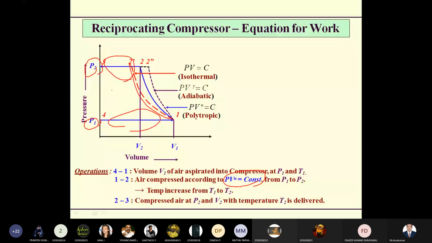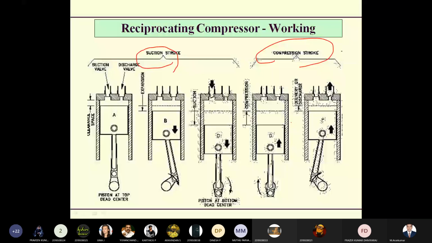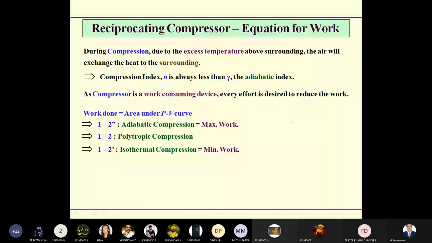So we can compare the work done on the system, right? We can calculate the area under the curve. This area under the curve is less than the area under the adiabatic curve. So we can compare: the maximum work is done in adiabatic compression, and the minimum work is needed in the isothermal compression.